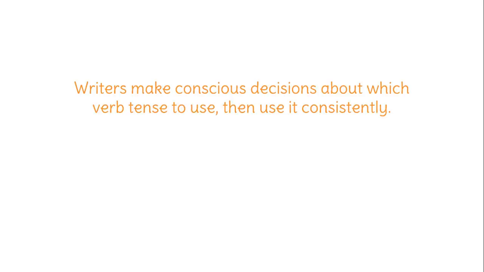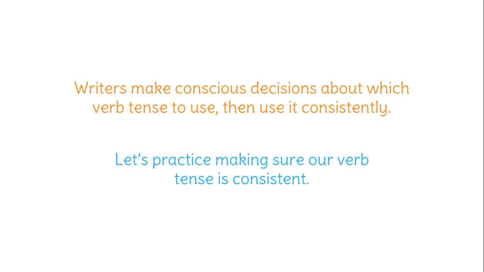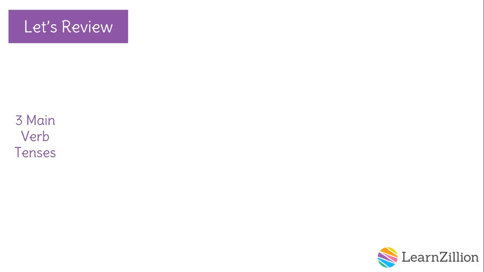Writers make conscious decisions about which verb tense to use, then use it consistently. Let's practice making sure our verb tense is consistent. Make sure you have your LearnZillion practice sheet out in front of you because you'll need it throughout this lesson. Let's review. In English, there are three main verb tenses: past, present, and future.